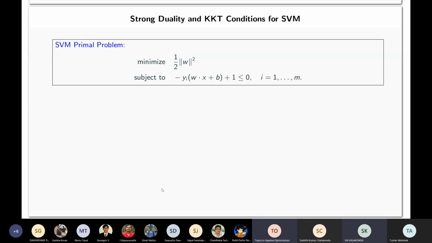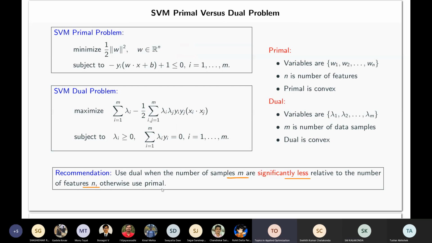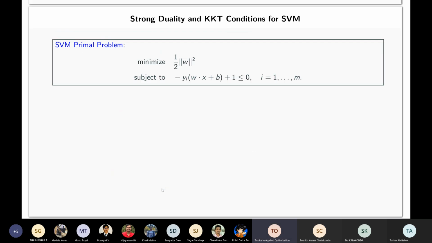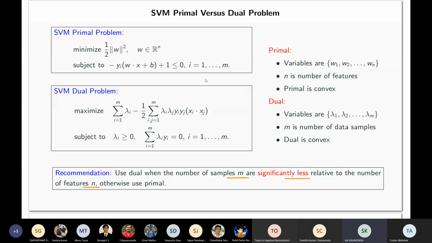Can we assure that the primal is always convex? No, the primal is not always convex. In this case, it turns out to be convex, because as I explained, this is convex, and this is convex. So let us see what the KKT conditions are for SVM. Then it's better to use the dual always, because it can assure convexity, but the primal can't assure it.